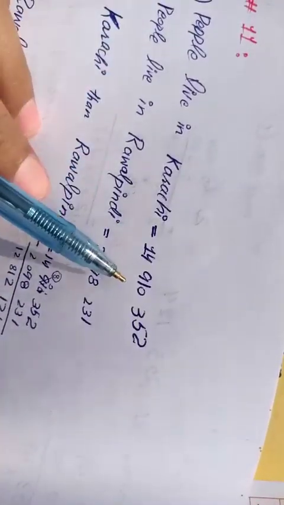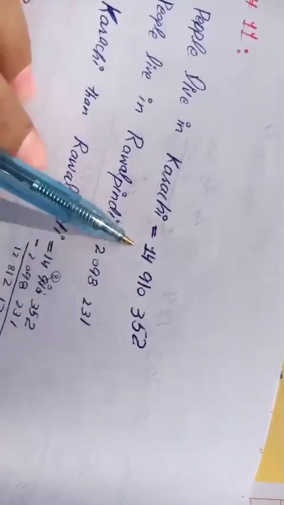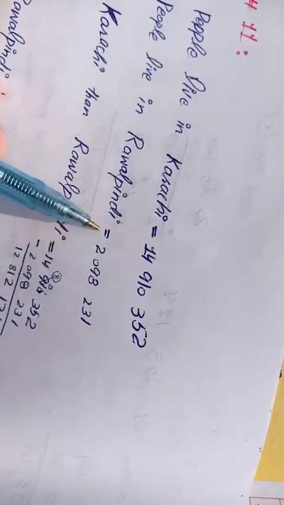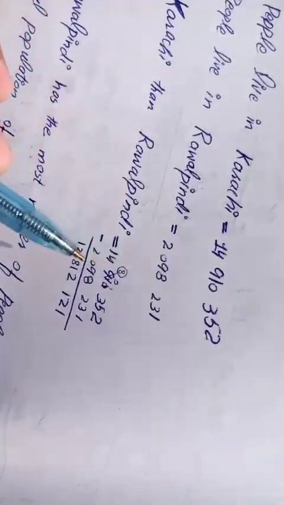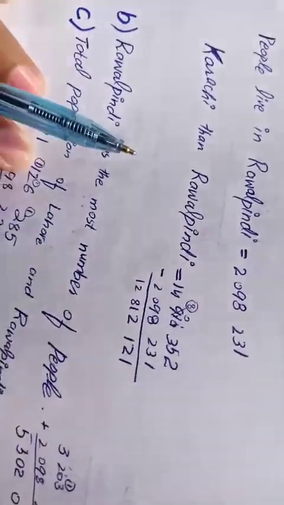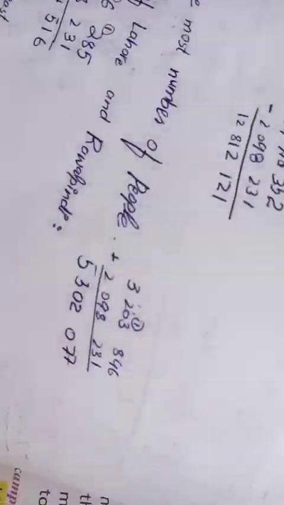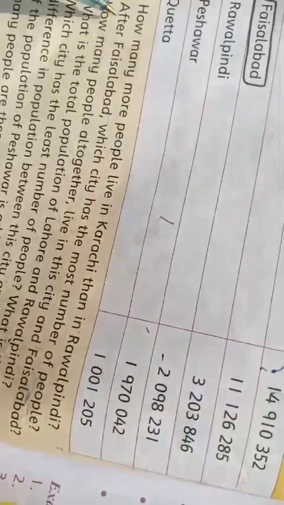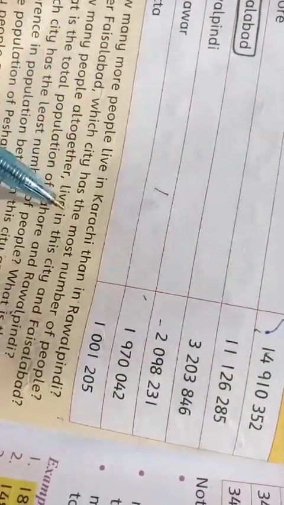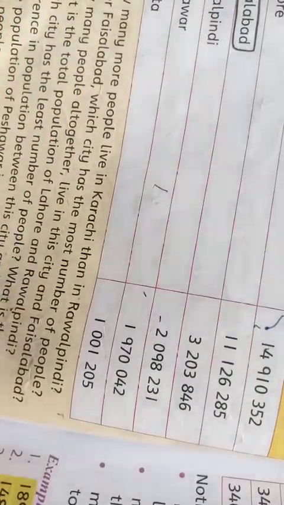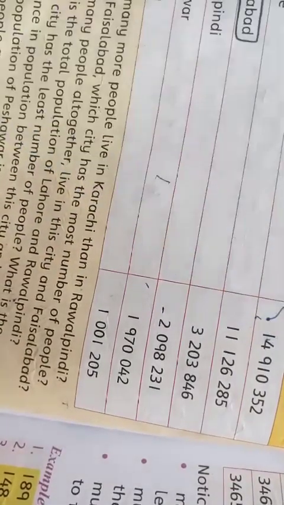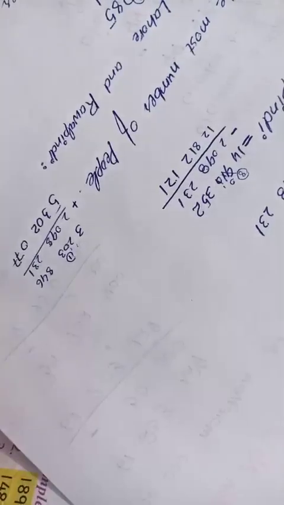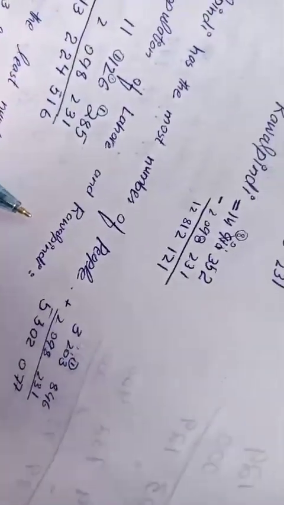People live in Karachi, the number of people is this, and those living in Rawalpindi this one, and we just need to subtract this number from this one and we get an answer. Now question B is, after Faisalabad, which city has the most number of people? So after Faisalabad, Rawalpindi has the most number of people.